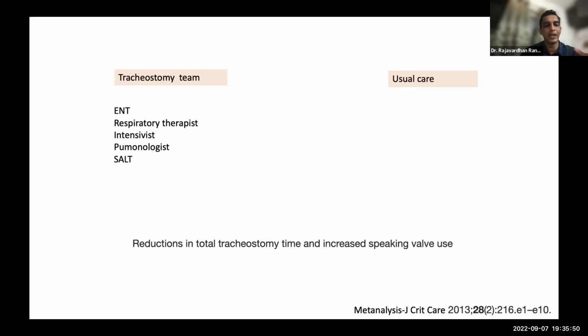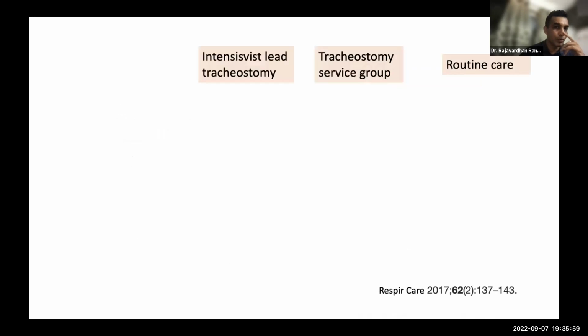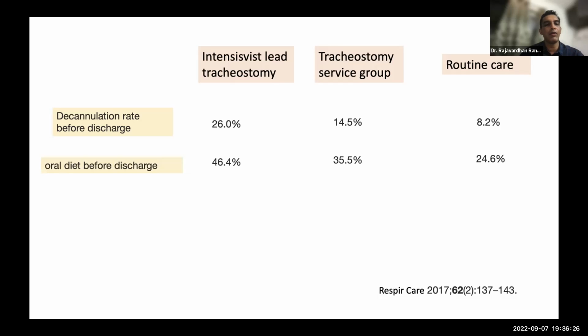They found that if we have a tracheostomy team, there is a reduction in total tracheostomy time as well as increased speaking valve use. Okay. Then one more study came on whether having an intensivist as a part of the tracheostomy team makes any difference. It can be divided into an intensivist-led tracheostomy team, a tracheostomy service group with varying content, and then routine care. When an intensivist is involved in the management of tracheostomy, the decannulation rate before discharge was 26%, whereas in the tracheostomy service group it was 14%, and routine care, 8.2%. And oral diet before discharge was initiated in 46.4% compared to 35% and 26% in the other groups.